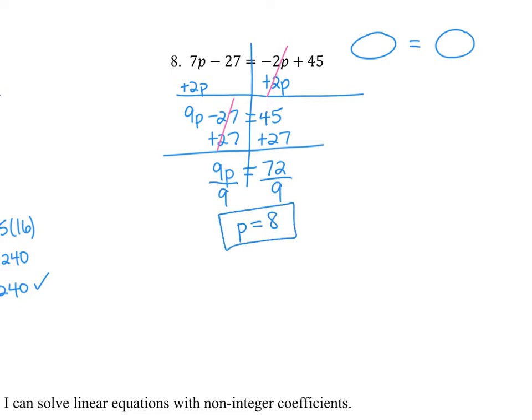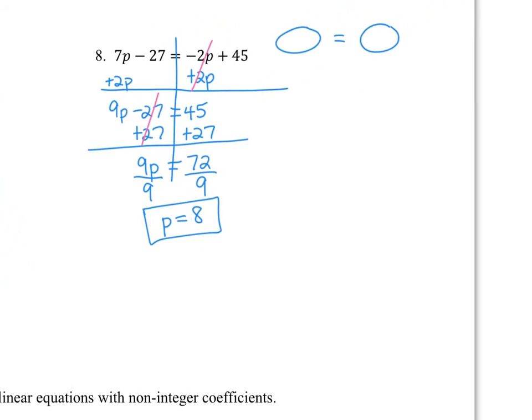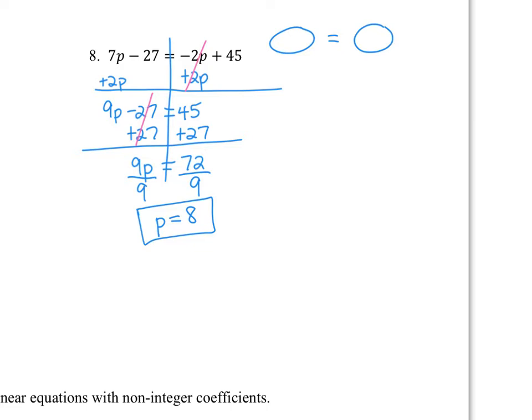Again, checking our answer for this multi-step problem is very helpful because we had a lot going on. So let's check this. Plug in our answer, 8, anytime you see a p, because that's what we're saying. P has to be 8 in order for this equation to be true. So 7 times 8, which was p, minus 27, is that really equal to negative 2 times our p, which we're saying is 8, plus 45?